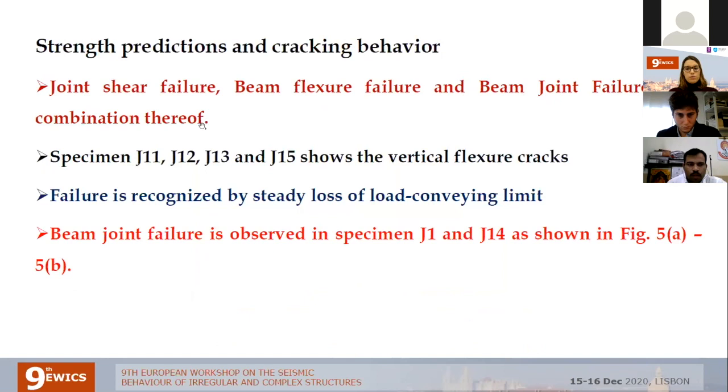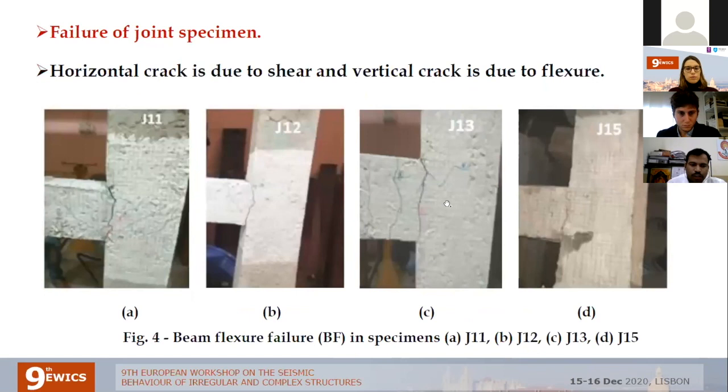So the formation of cracks in the joint area results in the failure of the specimen, whereas horizontal cracks are due to the shear and vertical cracks are due to the flexure.